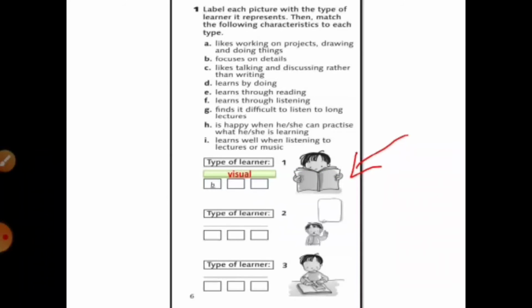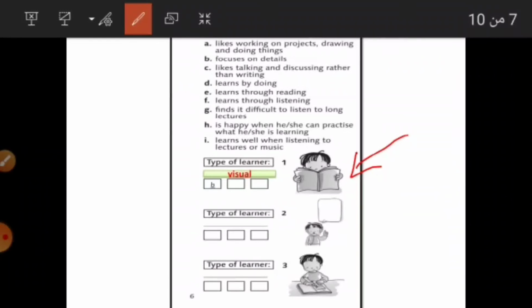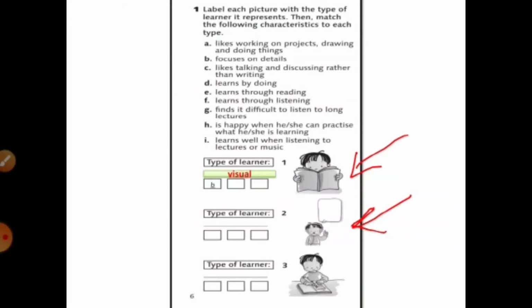Let's continue. Number 2. Look at the second picture. What do you see? Yes, there is a boy. What is he doing? He is listening. Who learns through listening? مين بتعلم عبر الاستماع؟ Auditory learner. Yes. Number 3, he is drawing. So he is kinesthetic learner. So here we have the 3 types of learners: visual, auditory, kinesthetic. This is the first what task. هاي أول مهمة.